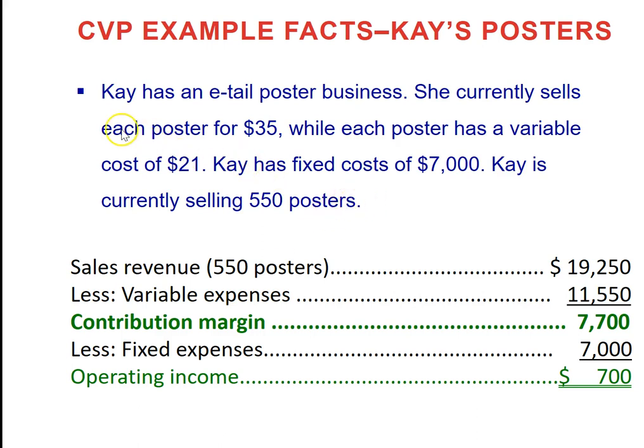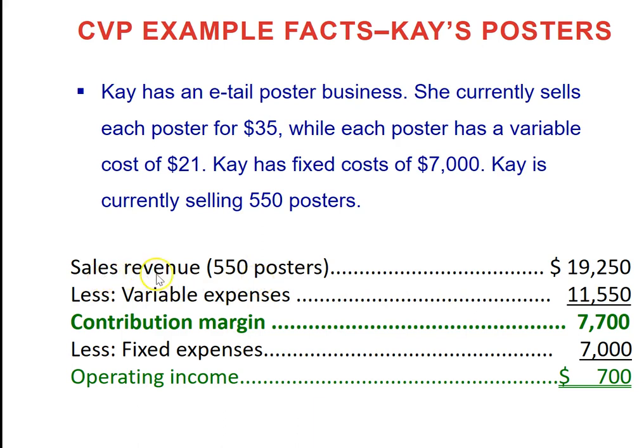Let's see this example. K company sells posters. The selling price of each poster is $35, and the variable cost of each poster is $21. K also has some fixed cost, which is $7,000. And right now K is selling 550 posters. If you use this information and follow the contribution margin income statement, you can figure out their operating income.